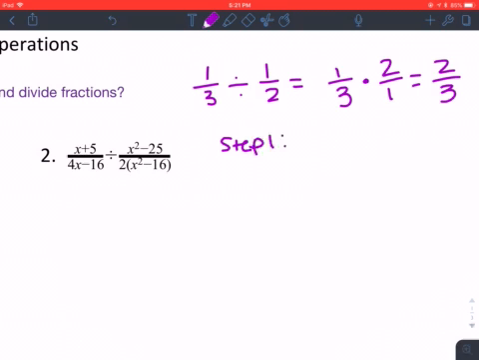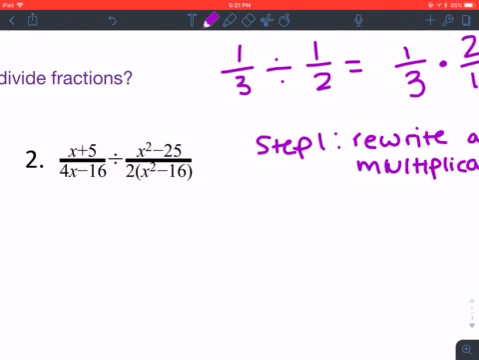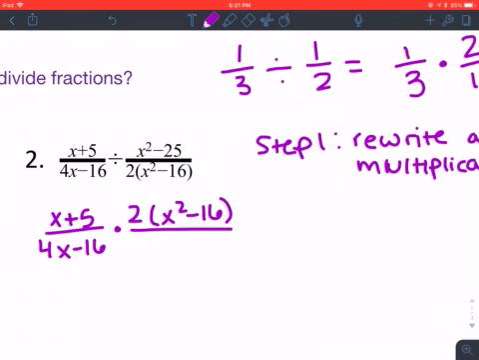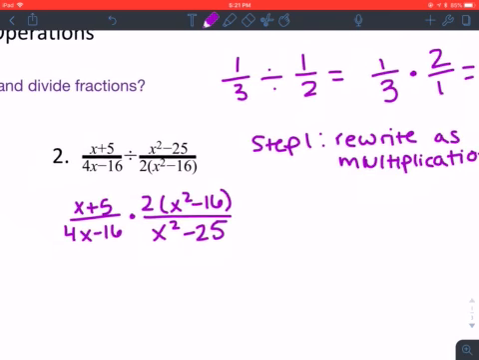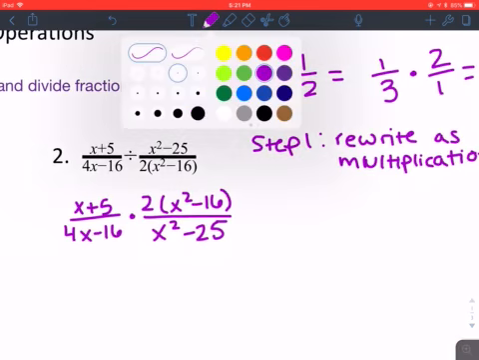Step 1, we're going to rewrite the problem as a multiplication. And we'll do this by flipping our second fraction. So we're multiplying our first fraction by the reciprocal. Okay, once we have it flipped, it'll be exactly the same steps as we had on the first problem.